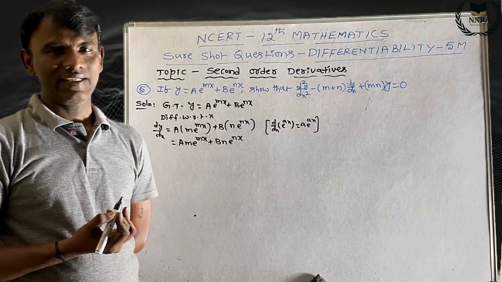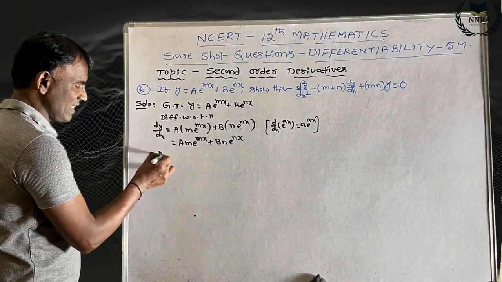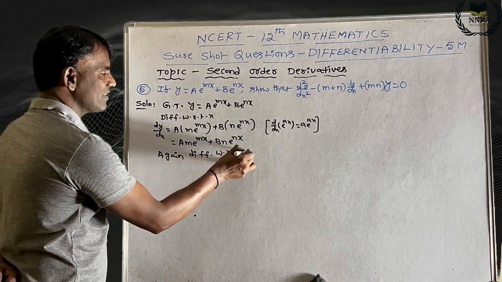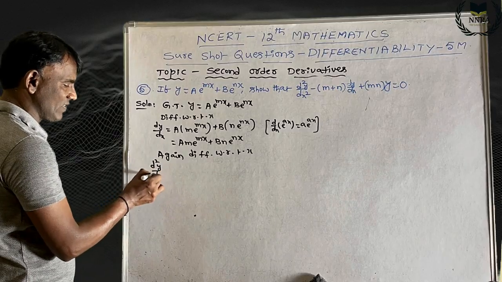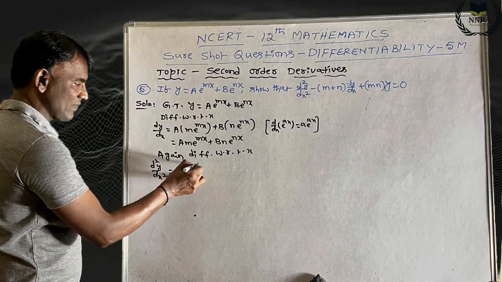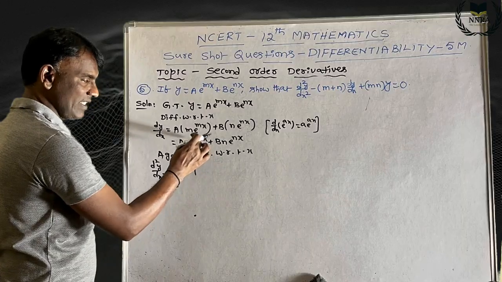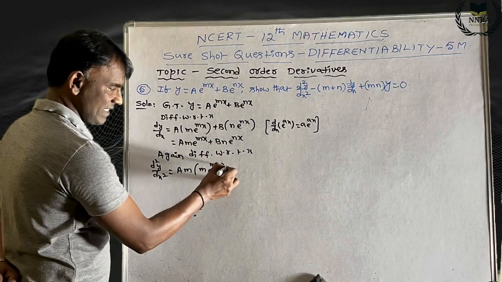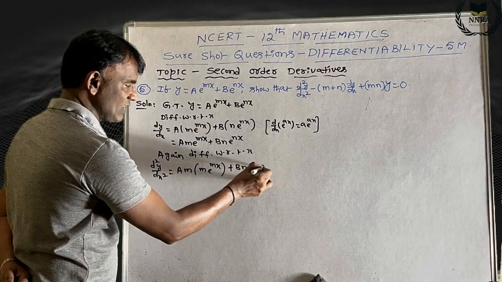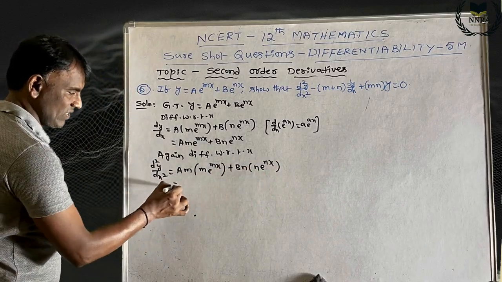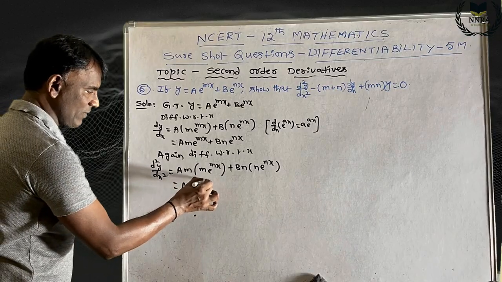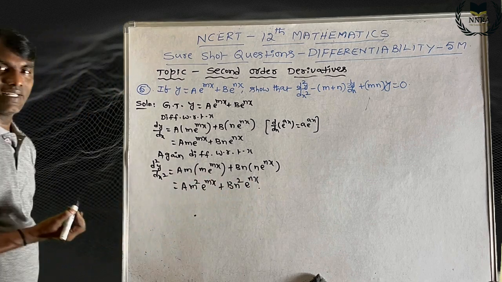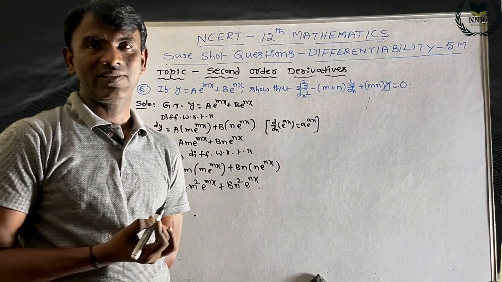Now again we find second order derivative. So for that again differentiating with respect to x, right? So how to write this one? It is d square y by dx square. So am, again the same formula. So e power mx derivative is m into e power mx. And here it is bn, n into e power nx. So am square e power mx, bn square e power nx. So that is the second order derivative d square y by dx square.